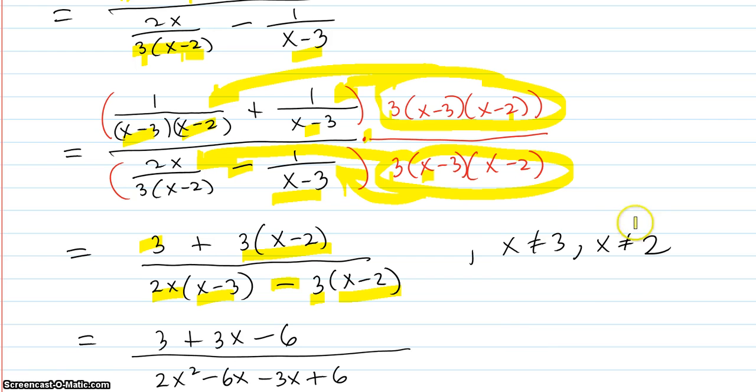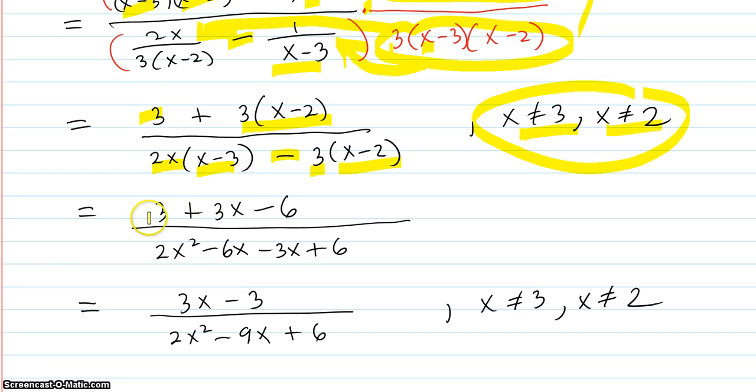And we remind ourselves of the restrictions. This fraction was only equal to 1 because x cannot be 3 or x cannot be 2. If x is 3 or x equals 2, this is an undefined number that we're multiplying by. So we cannot allow that. So those are restrictions.